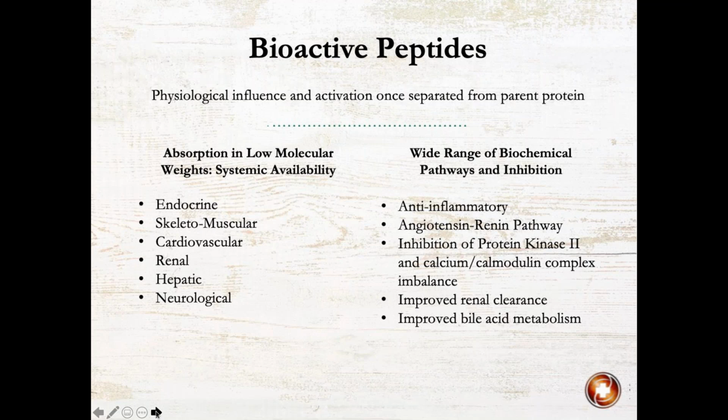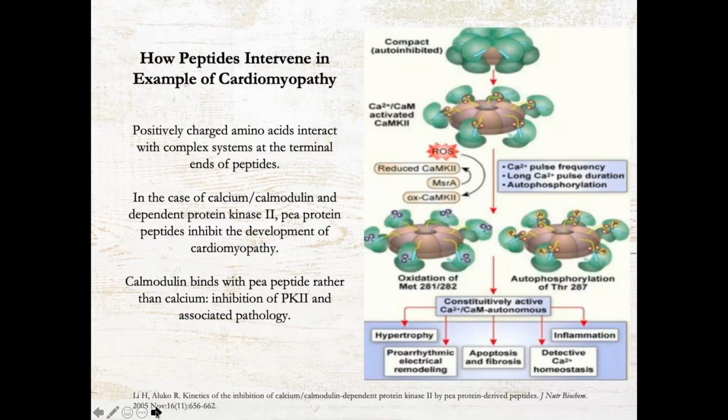So, these bioactive peptides can be as complex as their ability to prevent the calcium calmodulin complex in heart tissue and prevent the hypertrophy that can occur there. But it can also be as simple as binding onto bile acids and clearing them from the GI. But again, the role in cardiomyopathy is incredible. It's as simple as this. The peptides found in hydrolyzed pea protein will bind on to calmodulin instead of that calmodulin binding onto calcium.